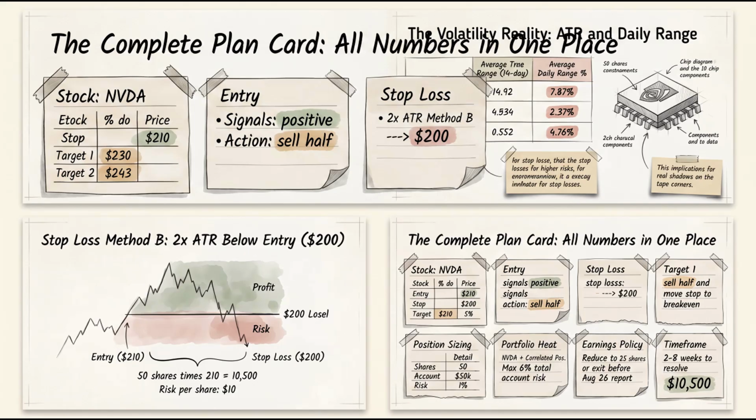Here is your complete plan card. We are entering Nvidia at $210 once our 4-condition checklist is met. We set our stop at $200 using the 2ATR method. We take half our profit at $230, and we manage the rest toward a $243 target. We are sizing at 50 shares for a $50,000 account, keeping our risk to 1%. We will check our portfolio heat to ensure total risk stays under 6%, and we will exit or reduce before the August 26th earnings report. We expect this setup to resolve over the next 2 to 8 weeks.